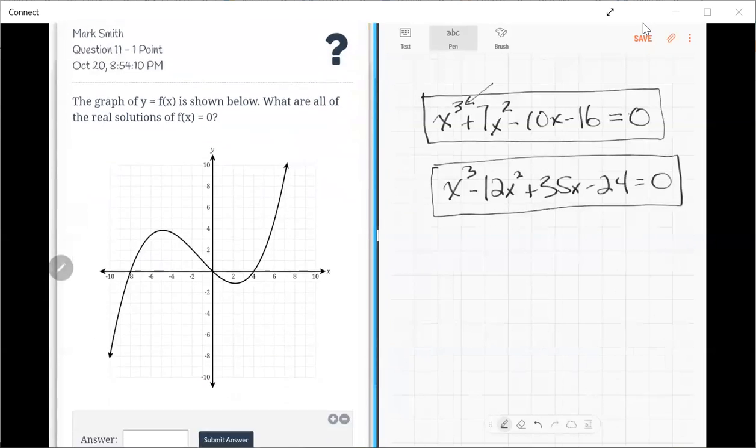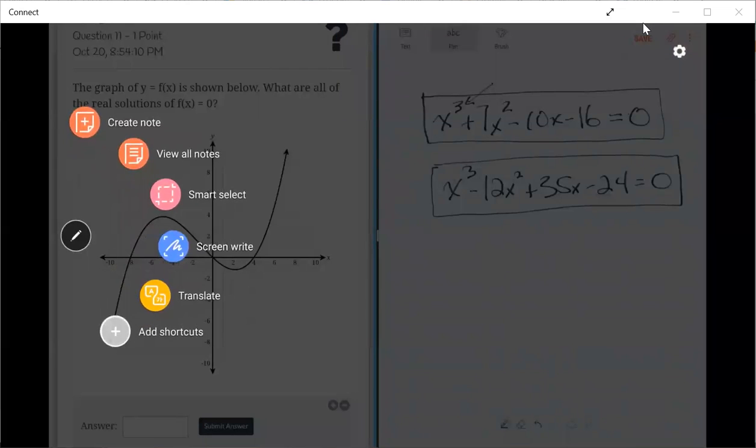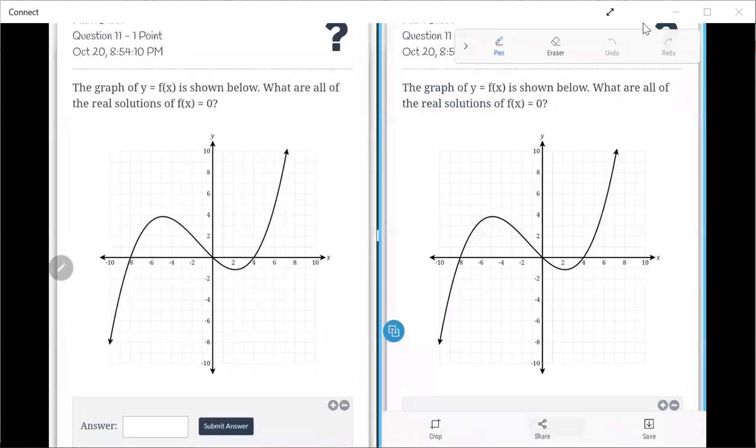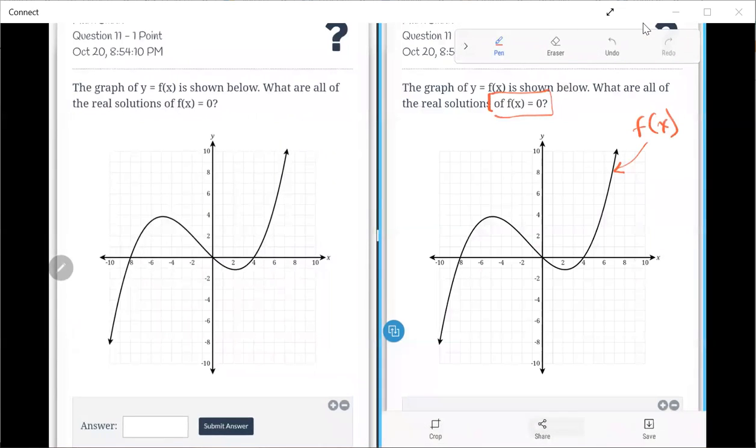Moving on to the next 2 problems, we are also looking for zeros. And when does f of x equal 0? This graph, this curvy line right here, is f of x. It equals 0 whenever it crosses or touches the x-axis.